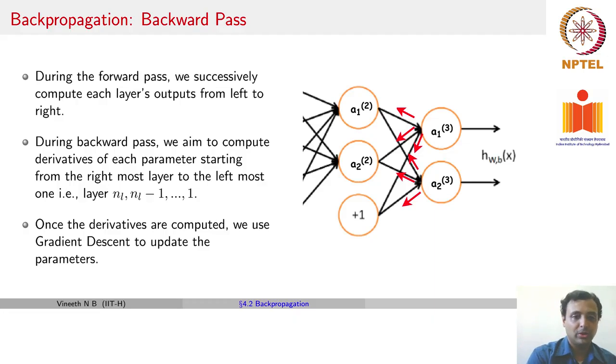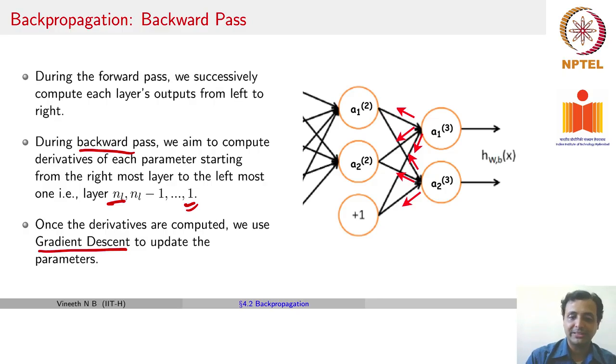So during the forward pass, we simply compute each layer's outputs and move from left to right. During the backward pass, we compute the loss in the last layer and move from the rightmost layer to the leftmost layer, starting from N_L all the way to the first layer. We compute gradients going from the rightmost layer to the leftmost layer, and once we have all the gradients computed, we can use gradient descent to update the parameters. How do we do that? The new parameter is equal to the old parameter minus eta, which is the learning rate or step size, times the gradient with respect to that parameter.